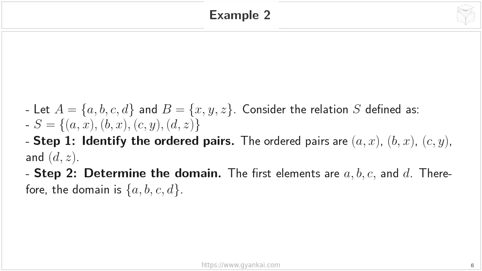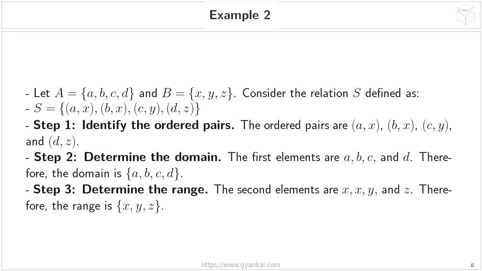Now let's find the domain. Remember, the domain is the set of all the first elements in these ordered pairs. So, if we just list out all the first elements, we have B, C, and D, and importantly, we only include each element once. Therefore, the domain of relation S is the set containing B, C, and D, which we write as {B, C, D}.